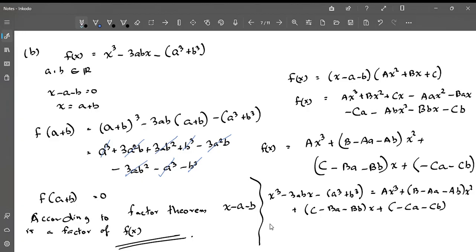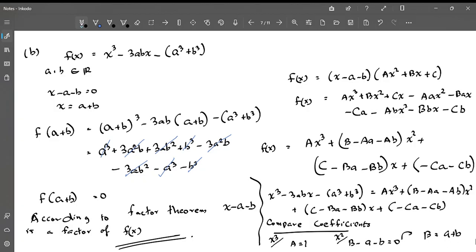Okay. Compare coefficients. What will you get? If you compare x cubed as a coefficient, you will have a equals 1. If you consider x squared, it's going to be b. a is 1, so the coefficient of x squared gives b minus a minus b equals 0, which means b equals a plus b.